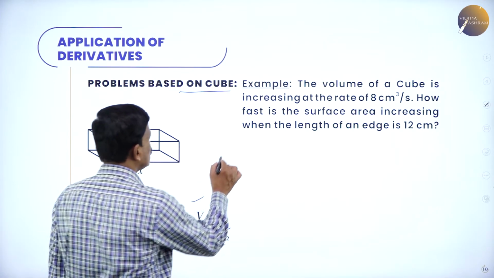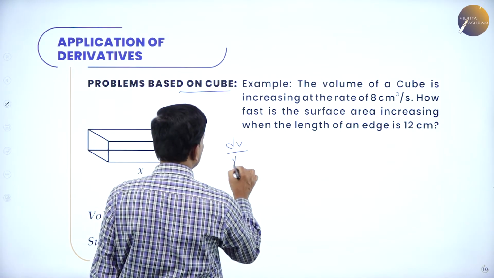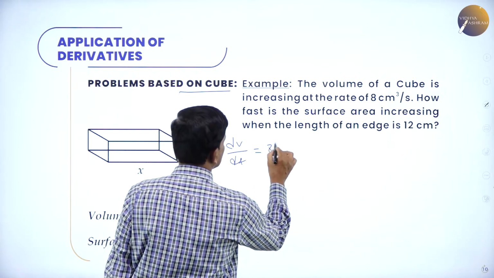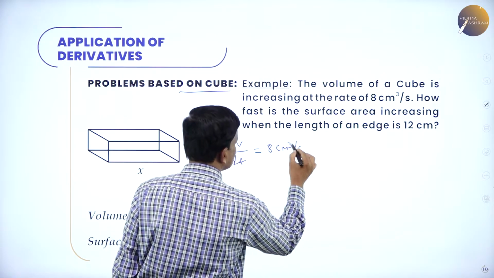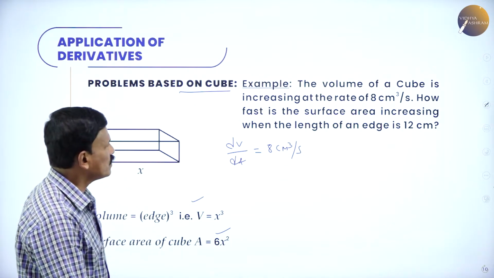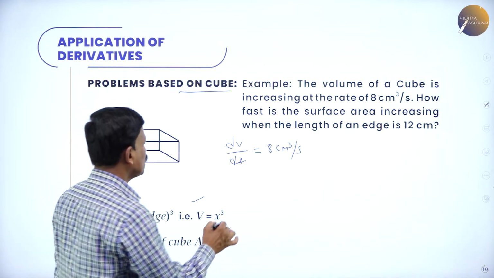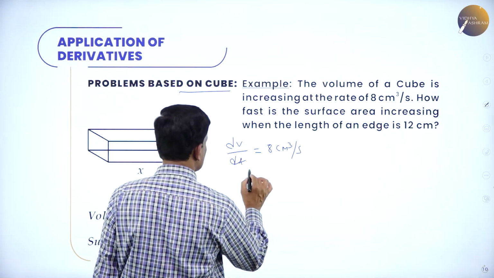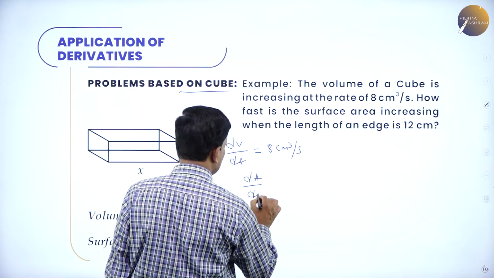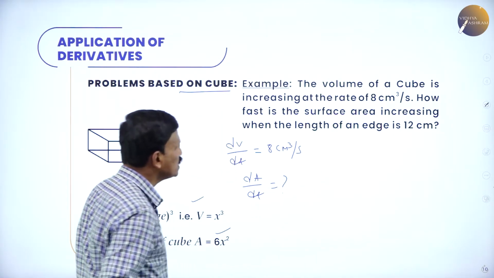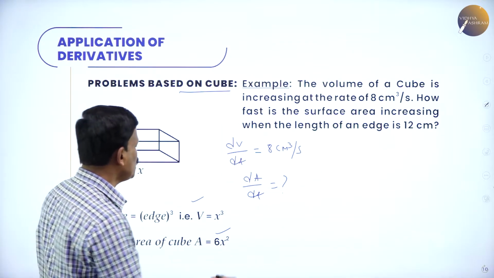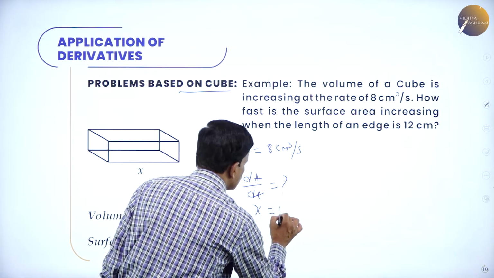Volume of a cube is increasing, that is dV by dt is 8 centimeter cube per second. This is given. How fast is the surface area increasing? Surface area is nothing but dA by dt. How fast is the surface area increasing when the length of each edge is equal to 12 centimeters?